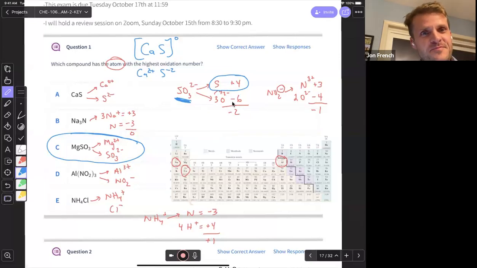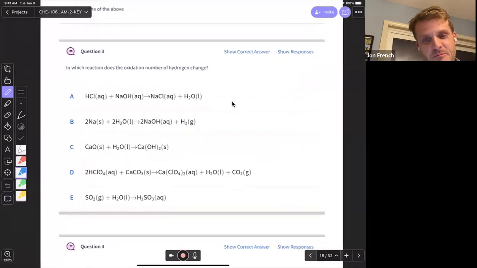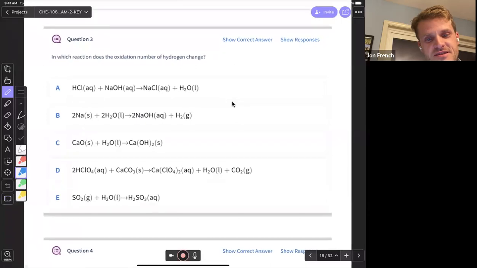Oh, all right. Question 3, I think, is next. And yeah, so here's a redox reaction, right? In which of the reactions does the oxidation number of hydrogen not change?